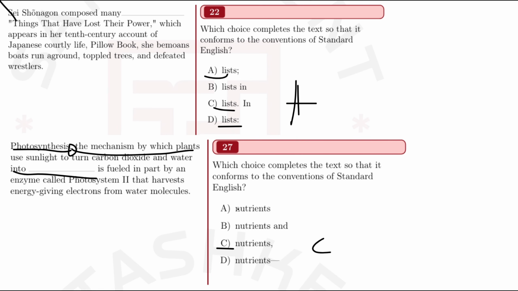Why are the other answers wrong? A: nutrition, missing the closing comma. B: nutrition creates an incomplete structure. D: a dash after nutrition is incorrect because the sentence already began the introduction with a comma, and the punctuation must match. The correct answer is C.